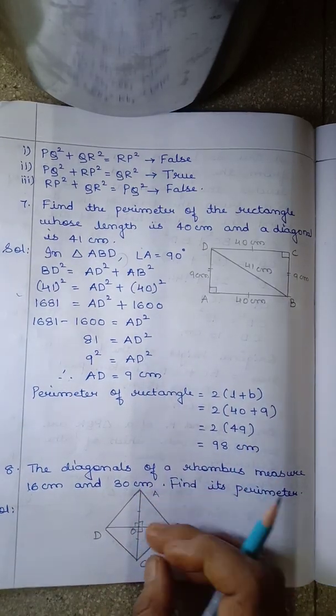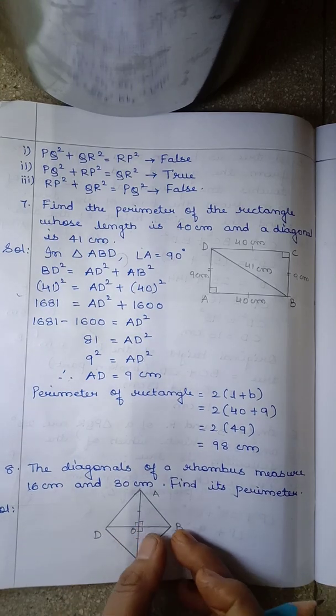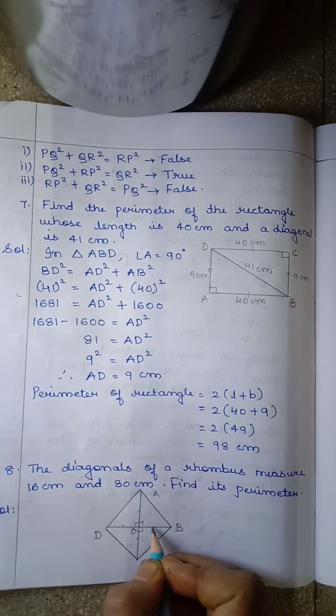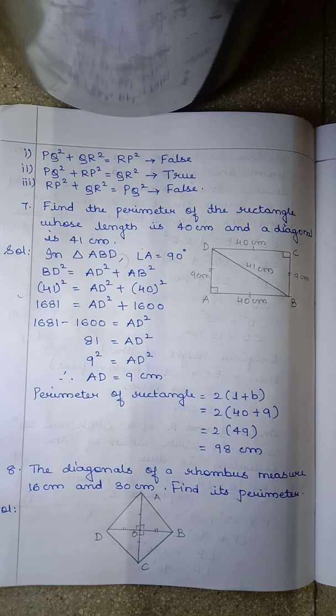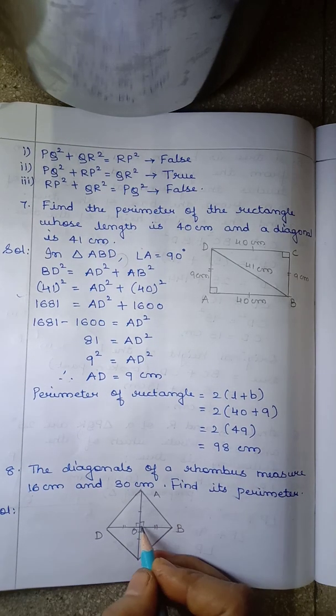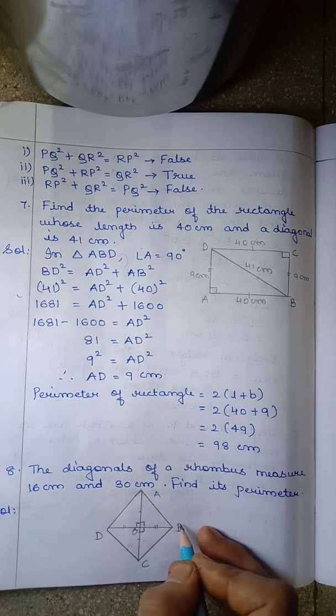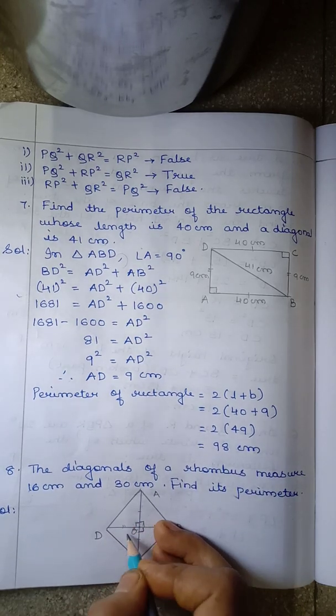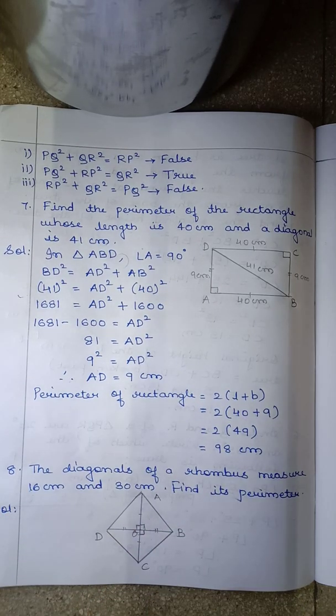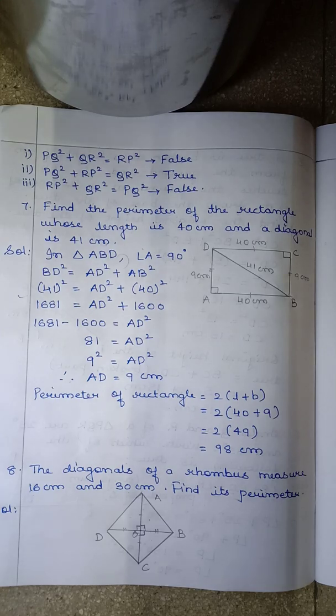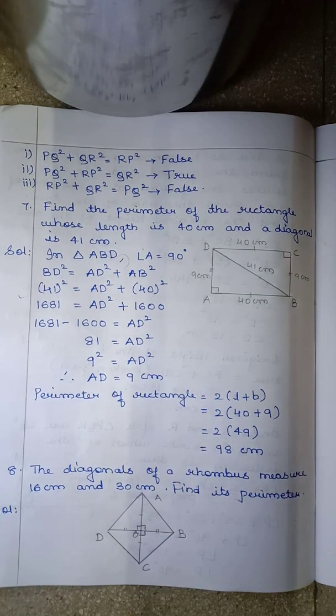That is AO is equal to OC and BO is equal to OD. These parts of the diagonals are equal. They bisect each other at right angles, meaning the angle formed between the diagonals is a right angle. So the diagonals in a rhombus divide the rhombus into 4 right angled triangles. Right angled triangles means now you can use the Pythagoras property to find the side of the rhombus.